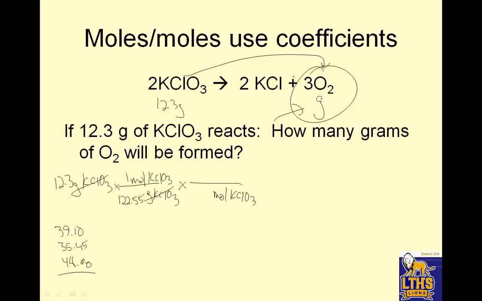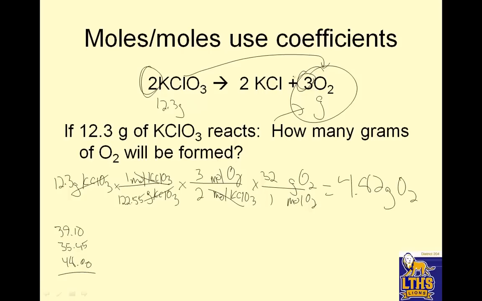Now, I cannot go directly into grams of oxygen because I don't know how many grams of oxygen are in a mole of KClO3. But I can go into moles of oxygen because I do have a relationship, my coefficients, between moles of KClO3, 2, and moles of oxygen, 3. Now I'm still trying to go to grams of oxygen, and I'm in a unit I still don't like, moles of O2. Going to grams of O2. 32 grams in 1 mole. And do the math. 12.3 divided by 122.55 times 3 divided by 2 times 32, and I get 4.82 grams of oxygen. Yeah, that's it.